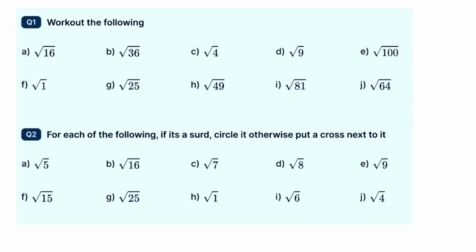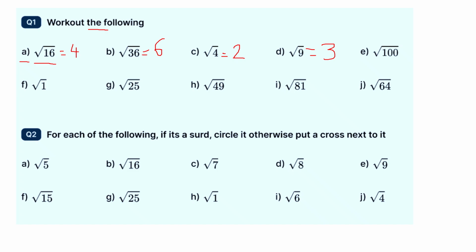The second section has us work out the following. So part A, the square root of 16 is going to be 4, because 4 times 4 is 16, and 16 is a square number. Part B, the square root of 36 is 6. The square root of 4 is 2. The square root of 9 is just 3.